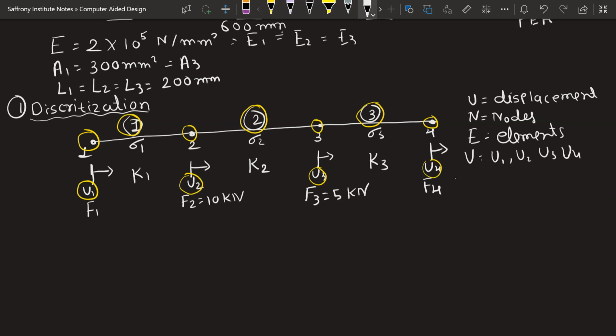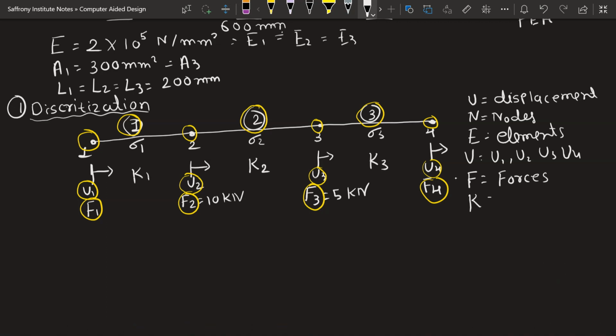Similarly, we have determined forces F. So here is force 1, force 2, force 3 and force 4, right? So it is known as forces. See, it is very simple. You just need to follow these steps only, and you can rewind this video and understand what I am trying to say.